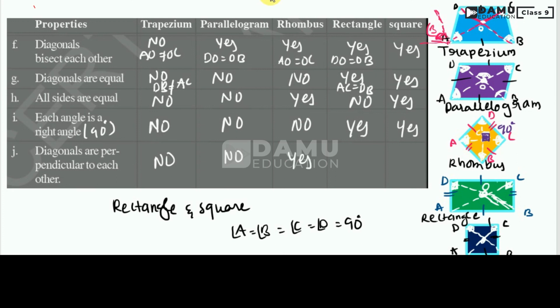Rectangle also is not making 90 degrees at the intersection point. These are the opposite angles, and these are all not making 90 degrees. For this it is no. Then square is making 90 degrees. So square and rhombus only make 90 degrees at the intersection point. Like this we need to solve.